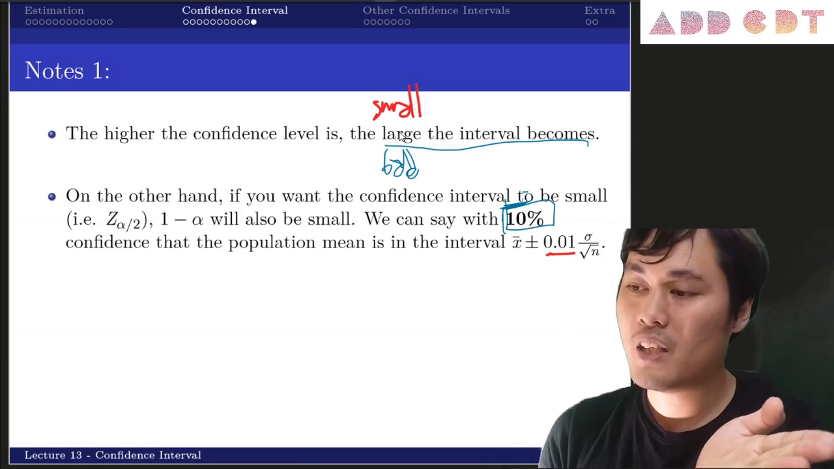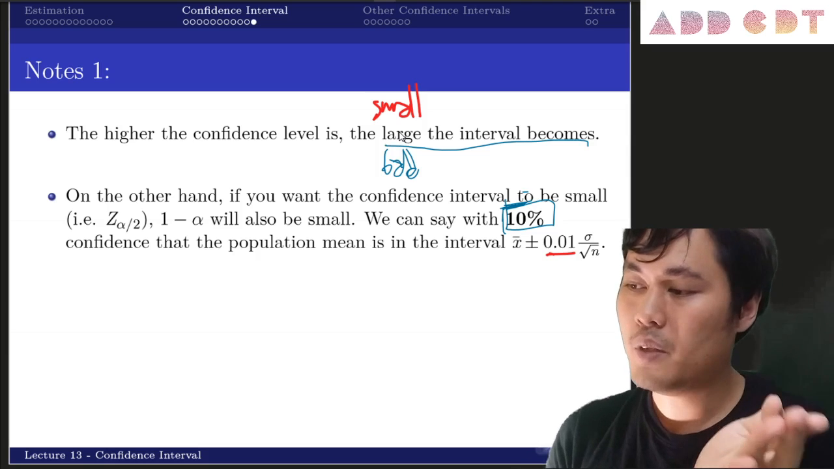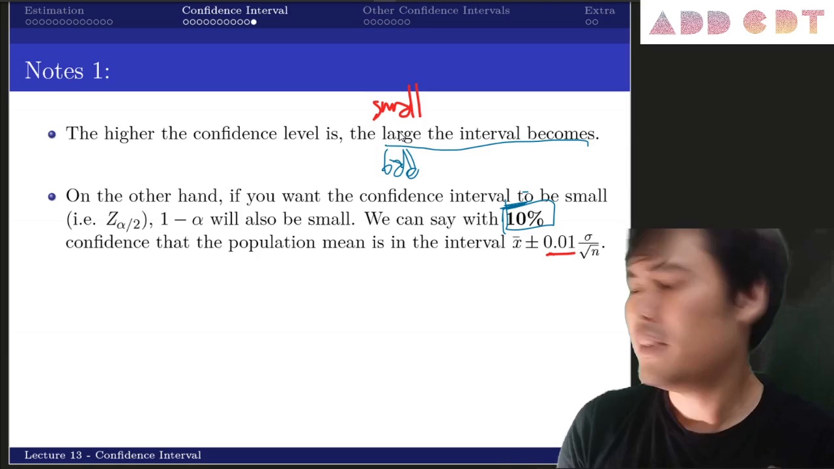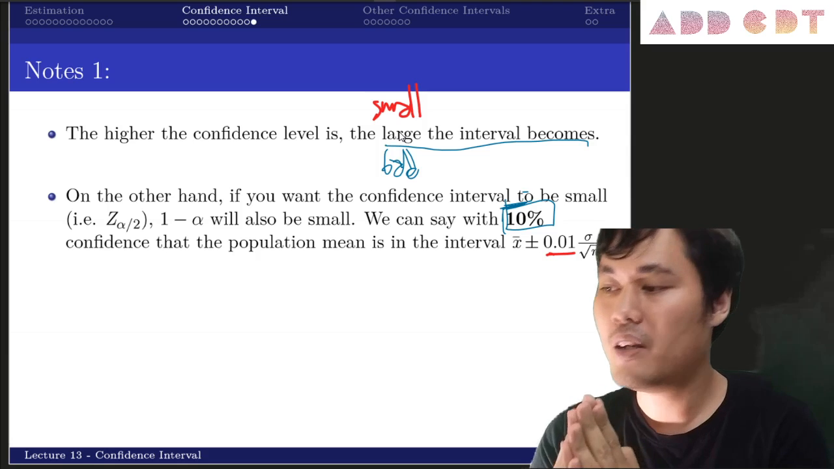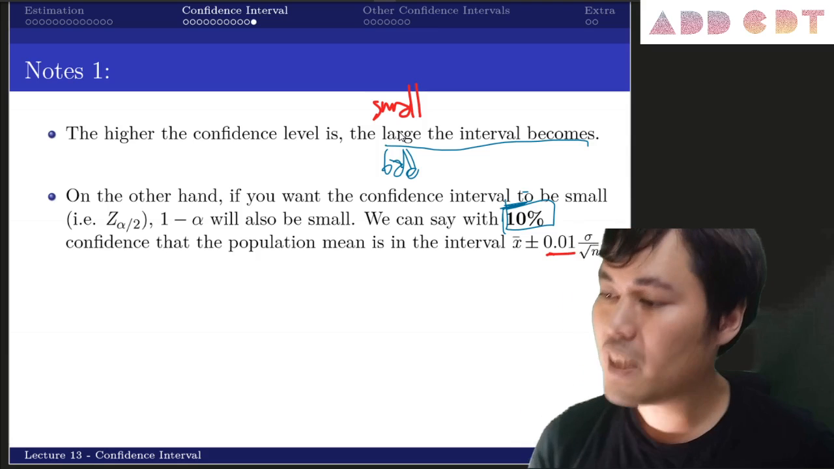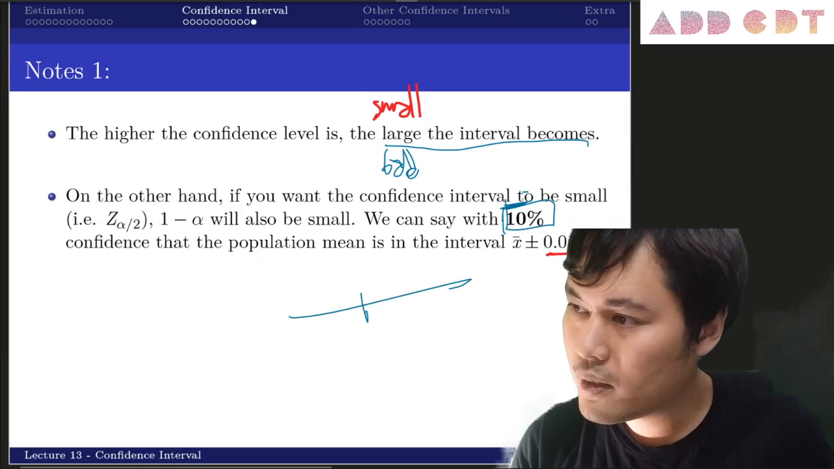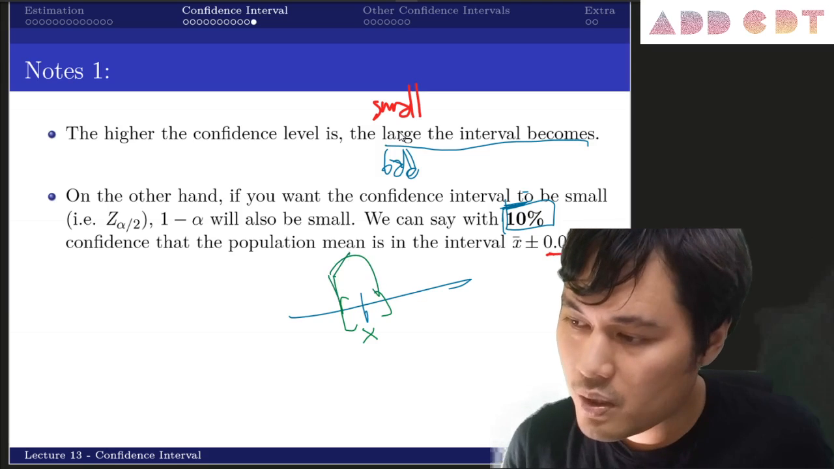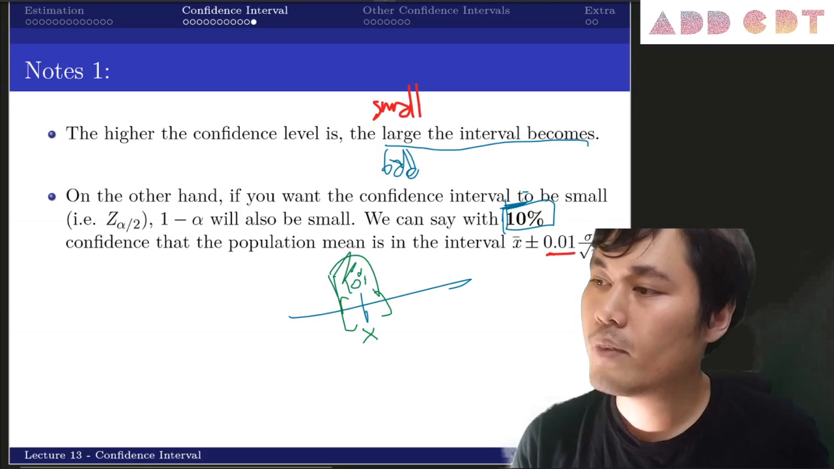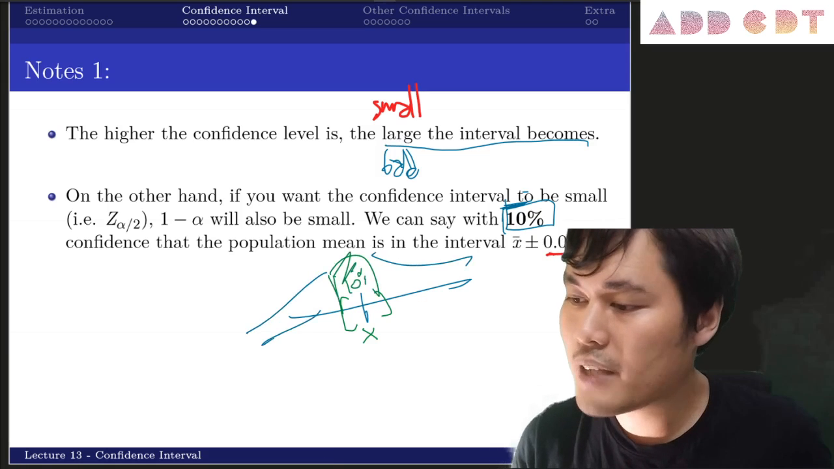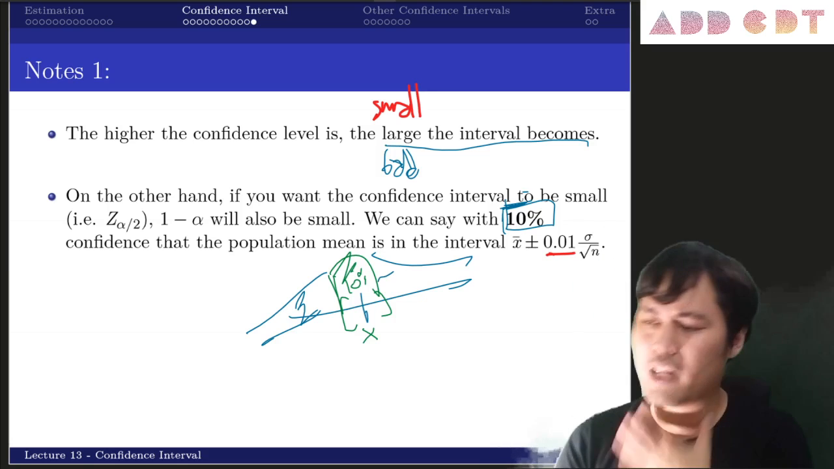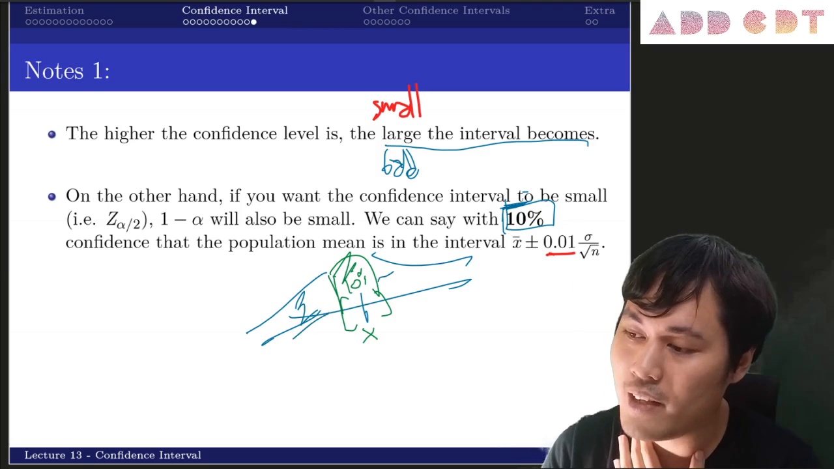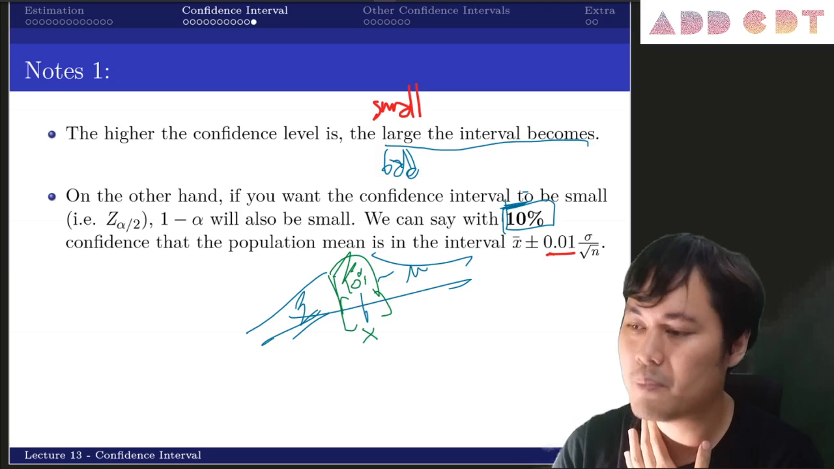Before, we could say we had 95% confidence. Now we have a small interval, but only 10% confidence. That means we have a very nice and small interval, but that interval only contains about 10% of the graph. Most of the graph is outside this interval. 90% of the graph is not in this interval. So that means we have a very large chance that the actual number is outside.